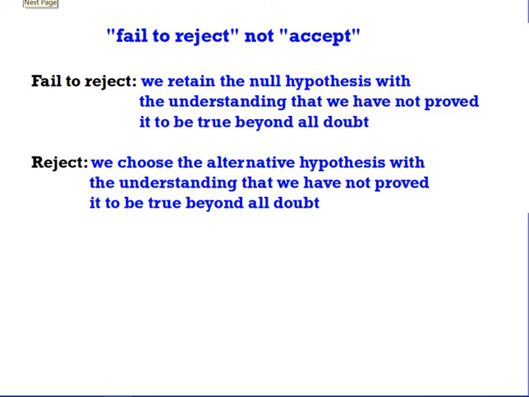Okay, so be careful: fail to reject, not accept. We fail to reject the null hypothesis with the understanding that we have not proved it to be true beyond all doubt. Reject, we choose the alternative hypothesis with the understanding that we might not have proved it to be true beyond all doubt either. So it's kind of, we think you're wrong, but we can't quite say we're right. We just got some information or data right now to kind of take care of that.